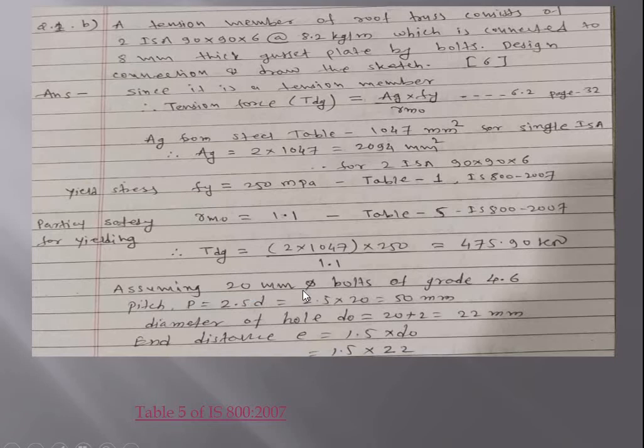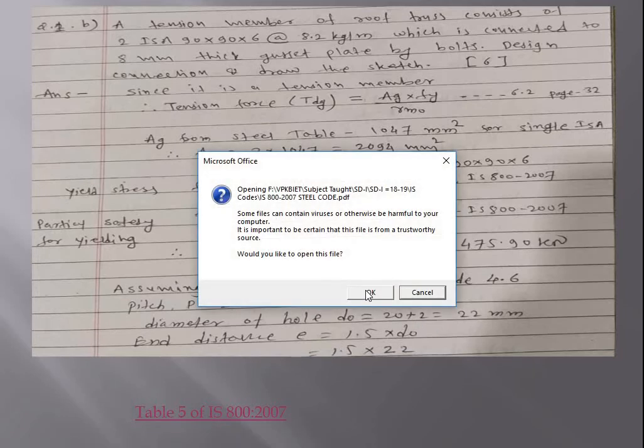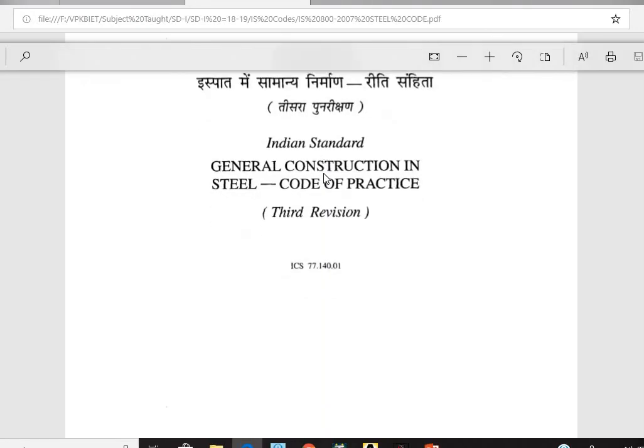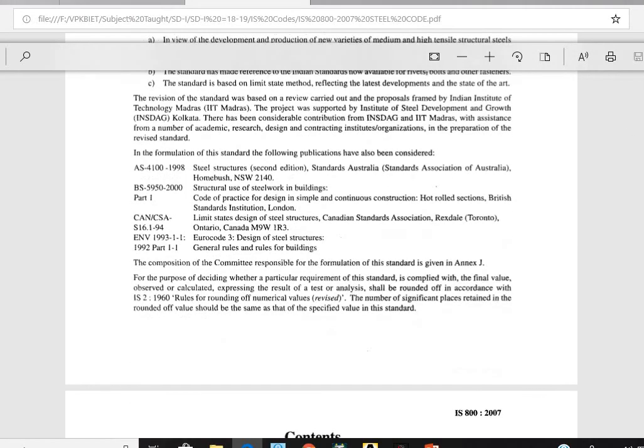So the diameter of bolt, I have assumed here, is 20 mm of grade 4.6. Therefore pitch is 2.5 times the diameter of bolt, as given in the code, 2.5 into 20, that is 50 mm. Then the diameter of hole d0 is equal to the diameter of bolt plus clearance, which is 22, again from section 10, table 19.